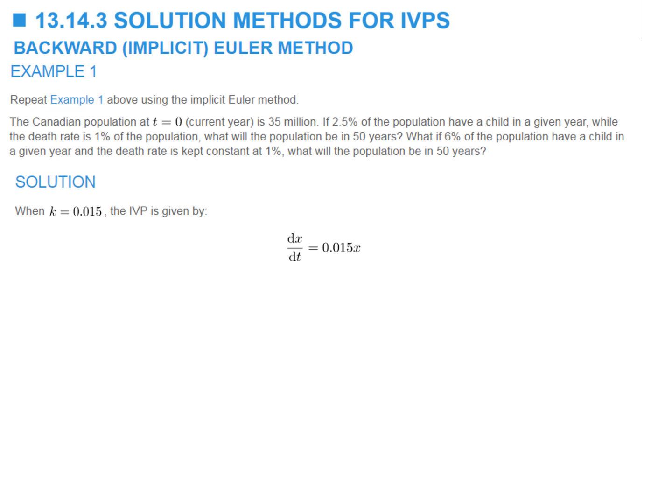Here we're going to solve the same example. We're trying to predict the Canadian population, knowing the birth rate and the death rate. We also have two different cases, one with a small birth rate of 2.5% and another with a birth rate of 6%. So in the first case, the rate of increase in the population is equal to 1.5%, so it's 0.015 multiplied by x.